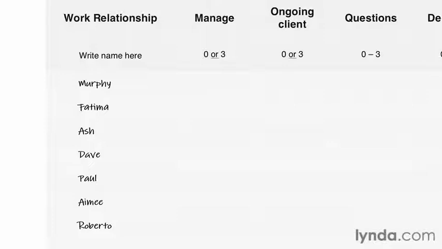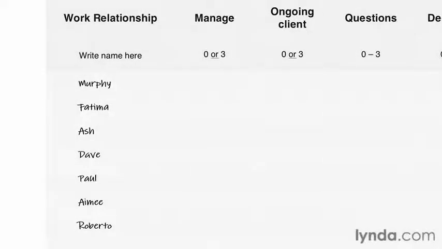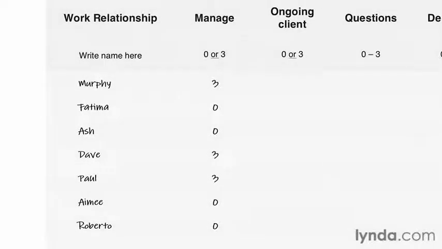Next, you'll fill in each of the columns with a simple scale. The first two columns ask for a 0 or a 3, meaning put 0 if it doesn't apply, or 3 if it does apply. For instance, if you manage the person or they manage you, then put down a 3. And of course, if no management is involved, then you would put a 0 there. The next column is Ongoing Client. This applies particularly to service professionals who have clients on retainer or who you're working with on a long-term project. If you have someone like that you meet with, put a 3 there.